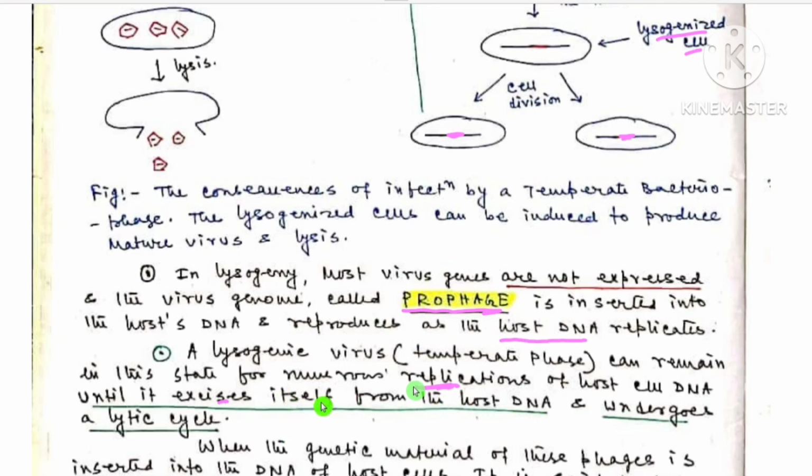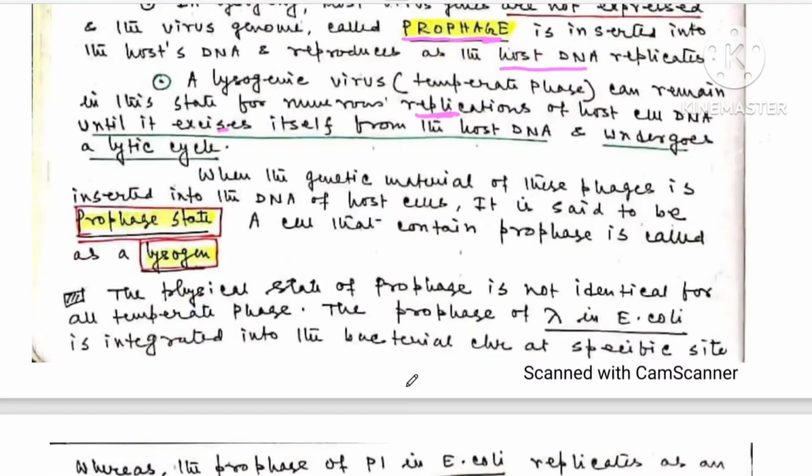When the genetic material of this phage is inserted into the DNA of the host cell, it is said to be in the prophage stage, and a cell that contains the prophage is known as a lysogen. This is very, very important. What is the prophage state and what is a lysogen? The physical state of the prophage is not identical for all temperate phage.